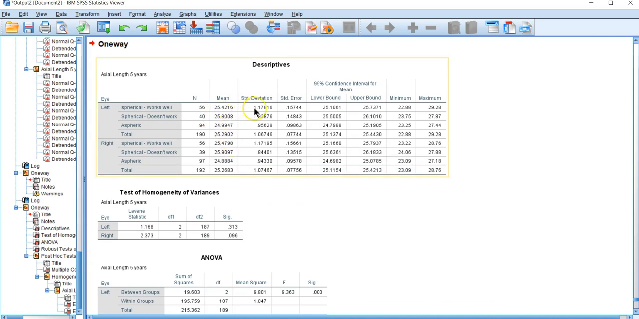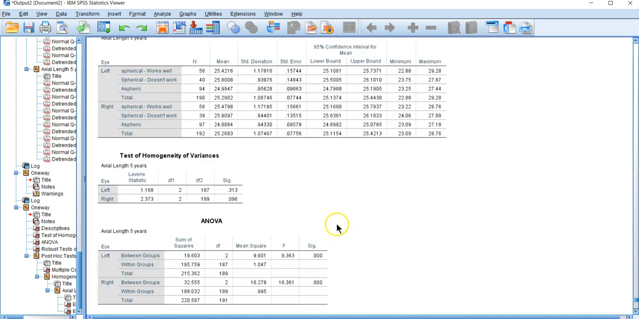Okay, so let's look at our descriptives. Now remember, we want to have equal variance. For our test of equal variance, we can look down the standard deviations. They're actually not as far off as I thought they might be. And our test would say the Levene's test after 5 years, really not too bad, really. The right eye is starting to get into the neighborhood.